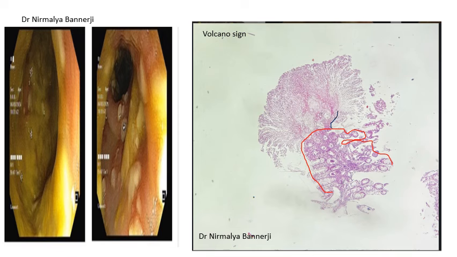This is intense inflammatory exudate, almost bursting out like a volcano. Neutrophils, severe exudates. They are bursting out from this. They are bursting out from here like a volcano. So this is known as a volcano sign, classic of pseudomembranous colitis.